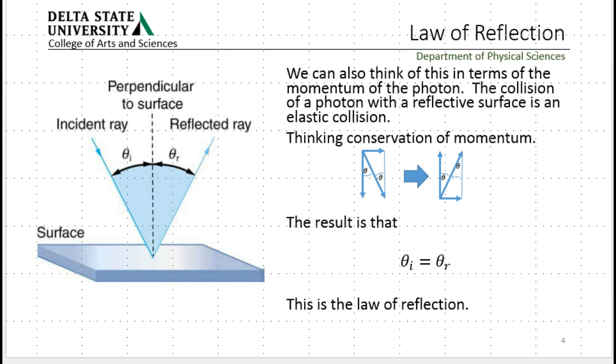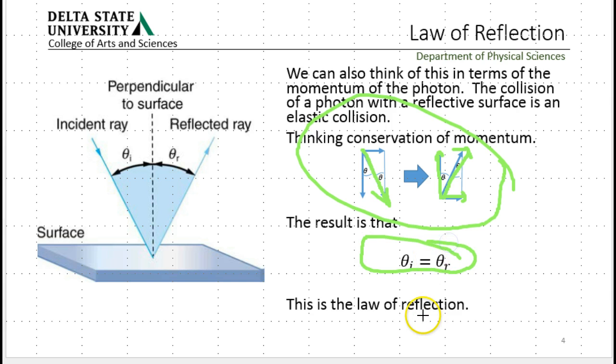As I've drawn it off to the side here, you've got the incident photon coming in. Once it reflects, it has the same momentum. This component is the same, that component is simply the opposite, and by similar triangles we get that theta I equals theta r. This is called the law of reflection.